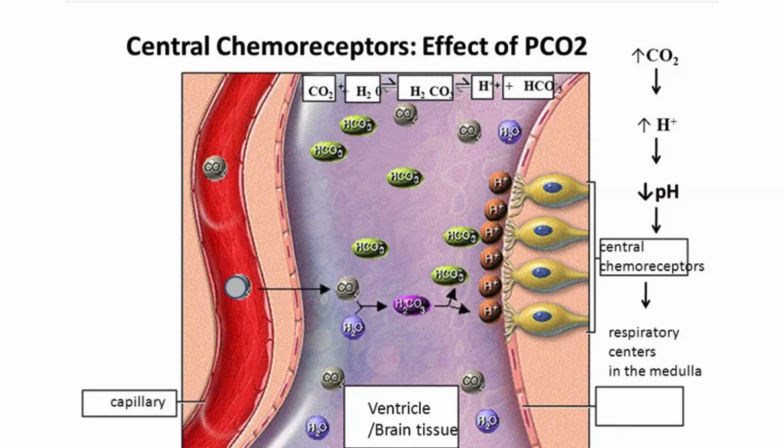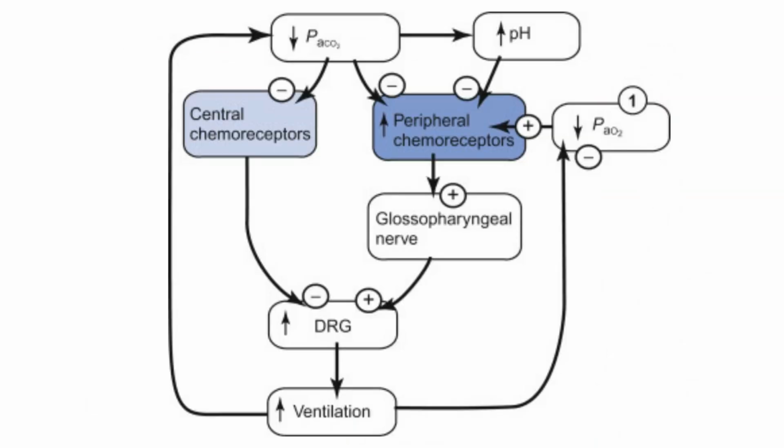Feedback mechanism. The central respiratory centers receive feedback from peripheral and central chemoreceptors. If there is an increase in carbon dioxide levels or a decrease in oxygen levels, these receptors send signals to the respiratory centers to adjust the rate and depth of breathing accordingly.